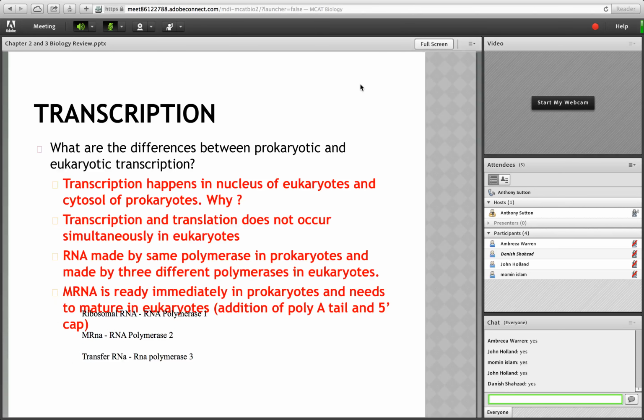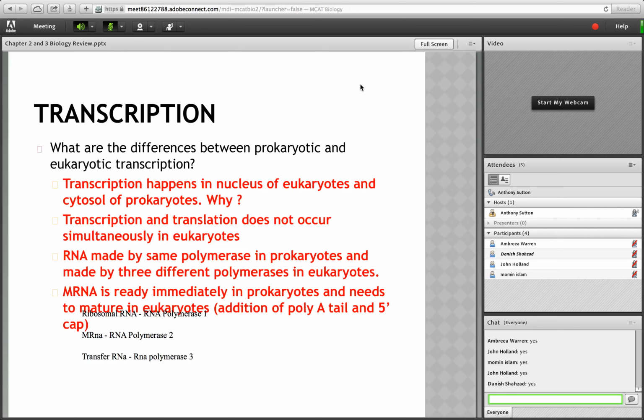Messenger RNA is ready immediately in prokaryotes and needs to mature in eukaryotes. In a prokaryote, when you make your messenger RNA, it's already mature. It's ready to go. In a eukaryote, we're more complex. Think of a eukaryote as starting as a baby and then growing up. A prokaryote is already grown when it's born. The eukaryotic messenger RNA, before it's ready, needs a poly A tail and a 5' cap.